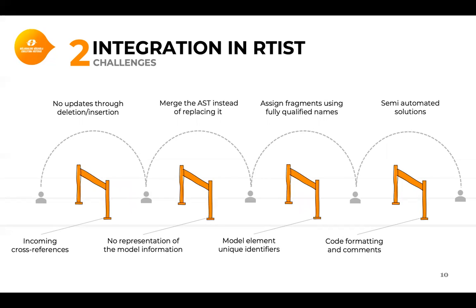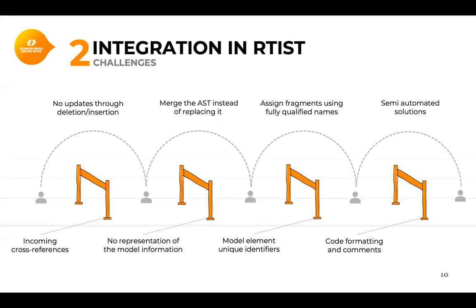Second, we might lose model information that is available in the graphical model, but not in the textual one. If we update the state machine due to a change in the textual notation, the AST created by the graphical notation, together with the additional information, is deleted, and the AST created by the textual notation is inserted. The solution in this case would be to merge these two ASTs so that we can still keep that information and not lose it. A third challenge is to ensure the stability of the URIs of elements. Every time the state machine is modified, elements get new URIs, and incoming cross-references cannot be kept bound. So the solution is to implement an Xtext fragmenter that uses fully qualified names instead.